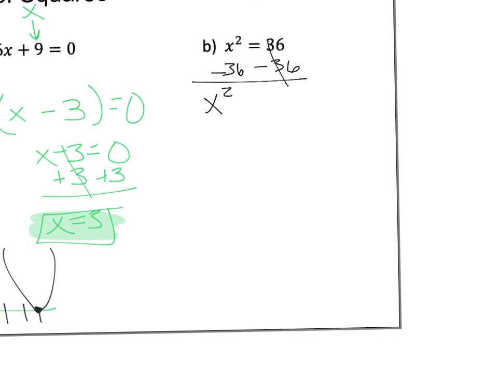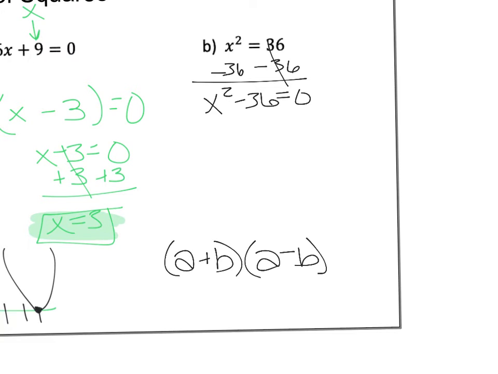I have x squared minus 36 equals 0. Now we have a difference of squares. So remember, this is when we talked about the a and the b, and we're going to use the formula a plus b times a minus b. All right, so our a in this case is x. So think about taking the square root of the first term. That'll give you your a. And b, you're going to take the square root of that second term. That'll give you 6. So we just plug it into the formula.